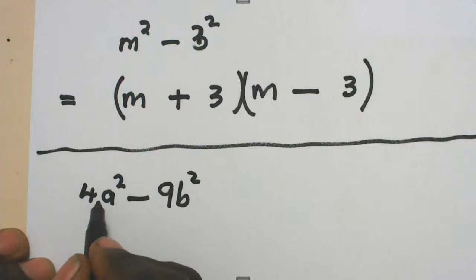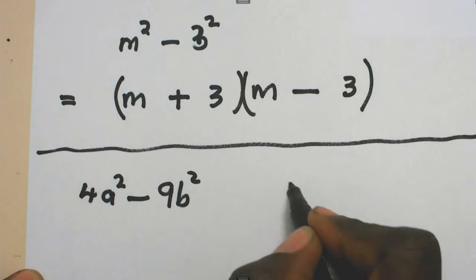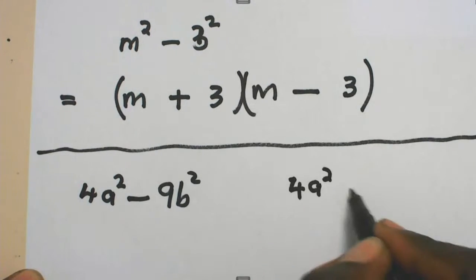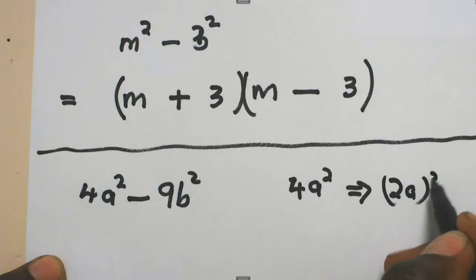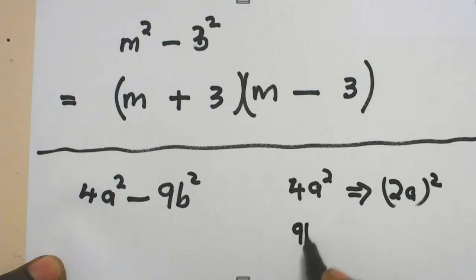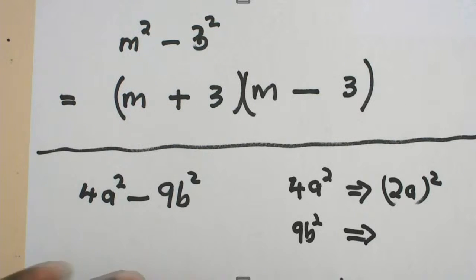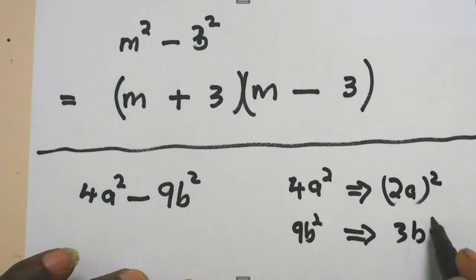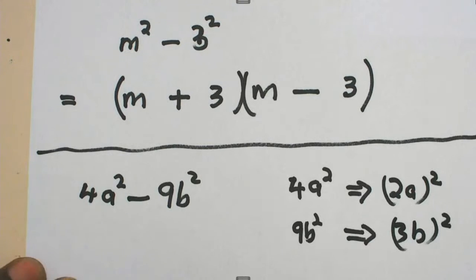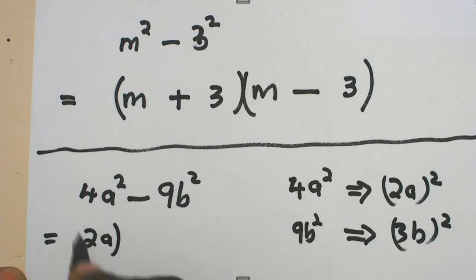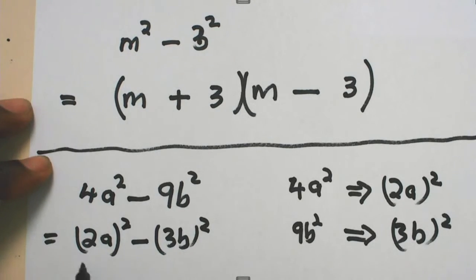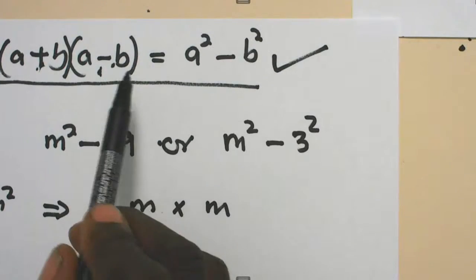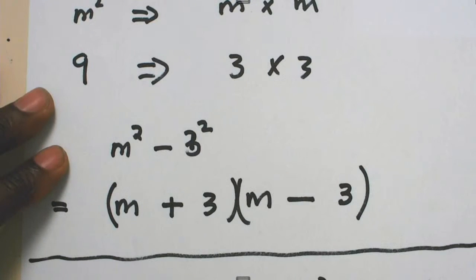Remember now, here we have the factors of what? The factors of 4a squared is the same as 2a all squared, and the factors of 9b squared is the same as 3b all squared. That means here we can change this and write it the same as 2a all squared minus 3b all squared. It is the same notation. We can now write the factors.